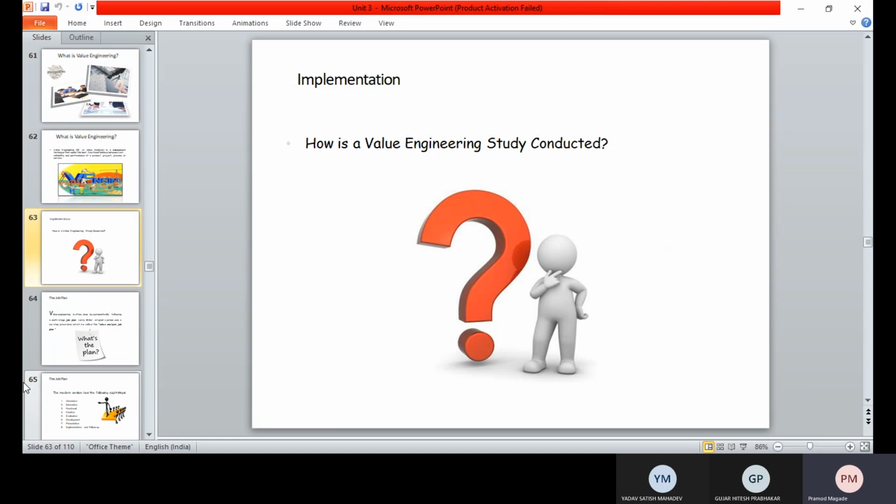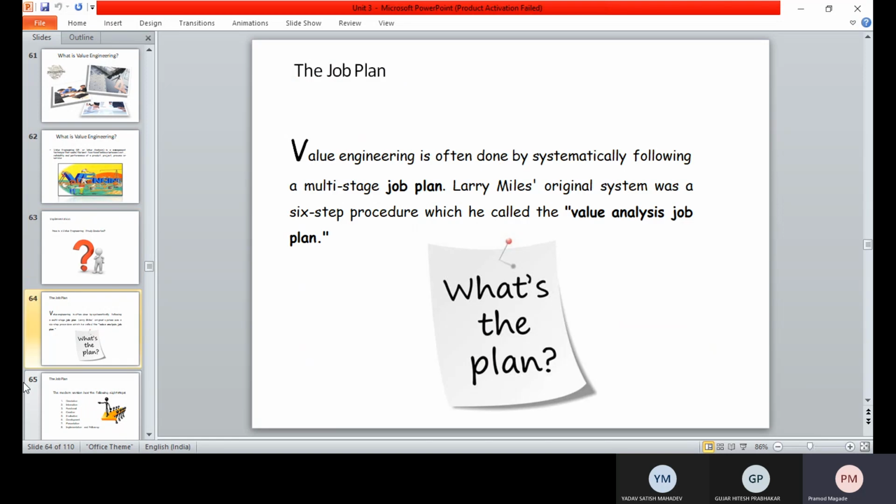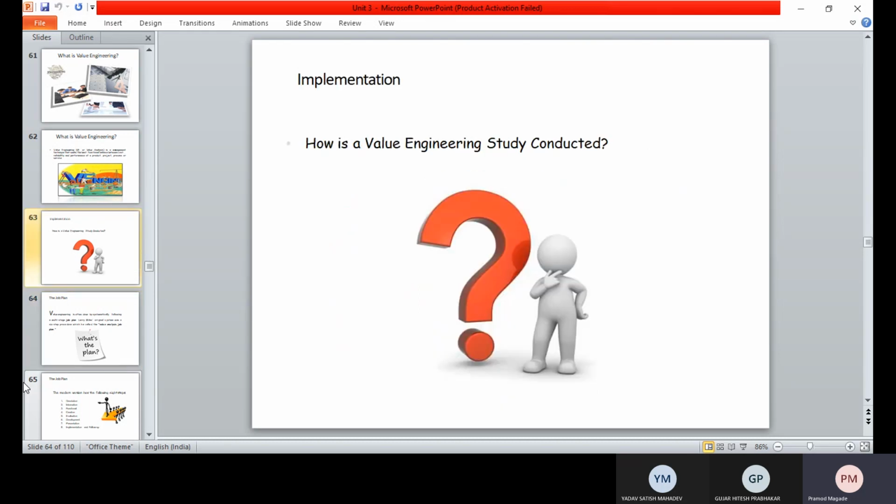In this case, how to study? So one by one I'll quote here. The job plan I will have to make. Job plan means the plan to define the value, and the process will have to mention. So value engineering is often done by systematically following a multi-stage job plan. So definitely we'll have to follow the multi-stage. So that's why we have quote here.